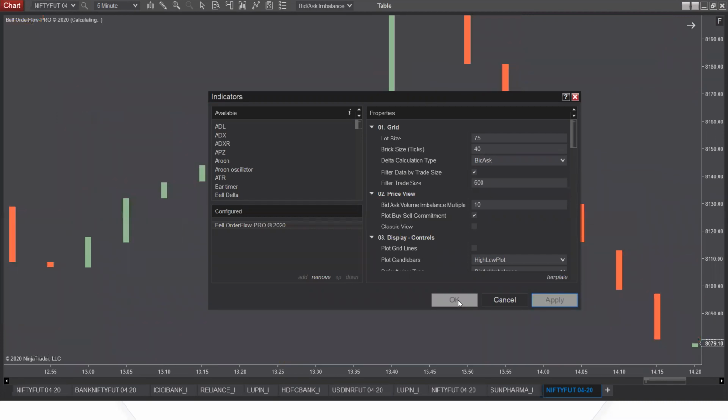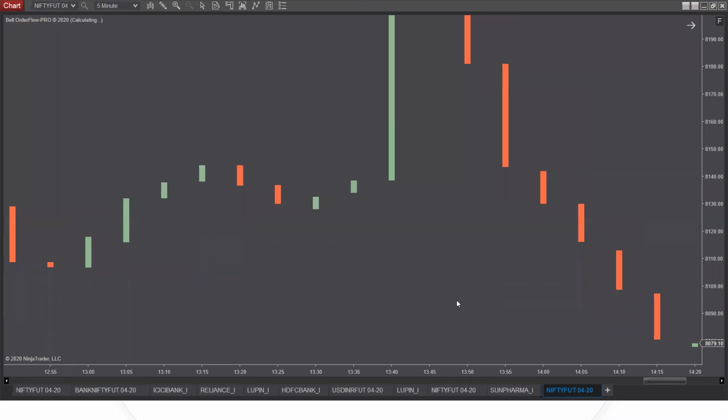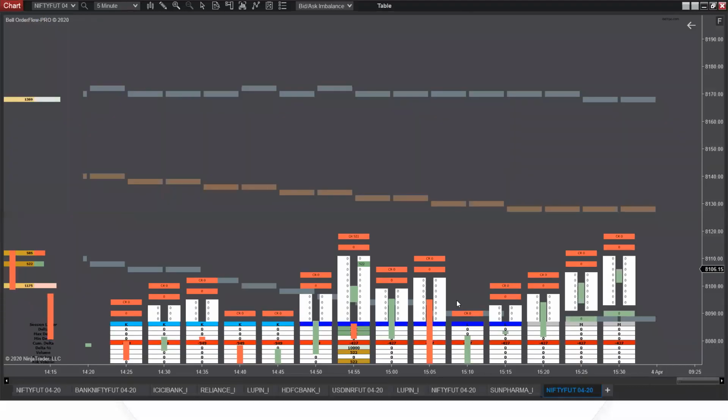In one shot, wherever 500 lots got punched, just filter and show me only those levels. At times you'll be able to figure out a pattern. There are times where multiple 500-lot buy orders will be coming in, so you might see such patterns in the markets, which usually indicates that strong money is present on that particular day.